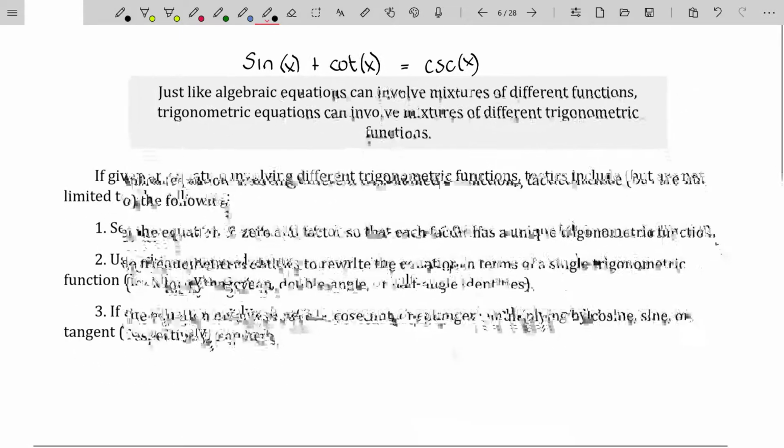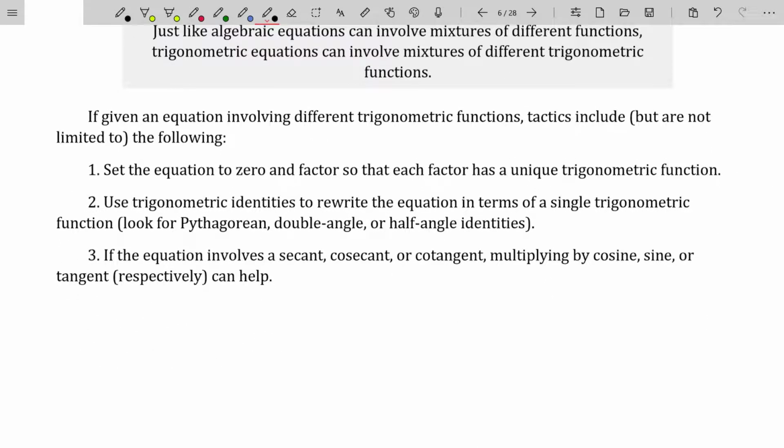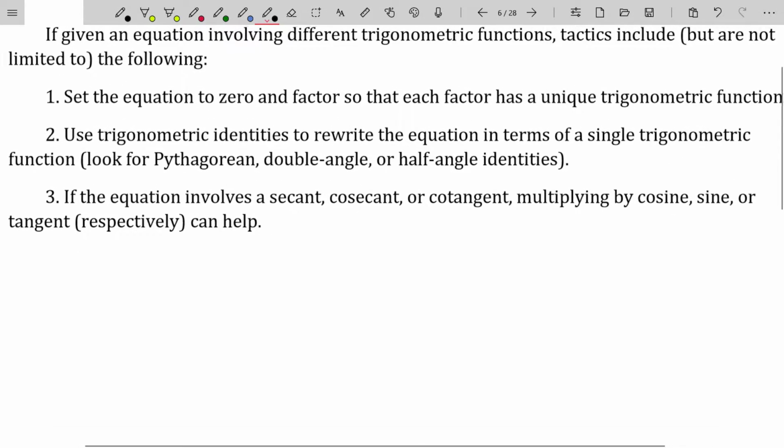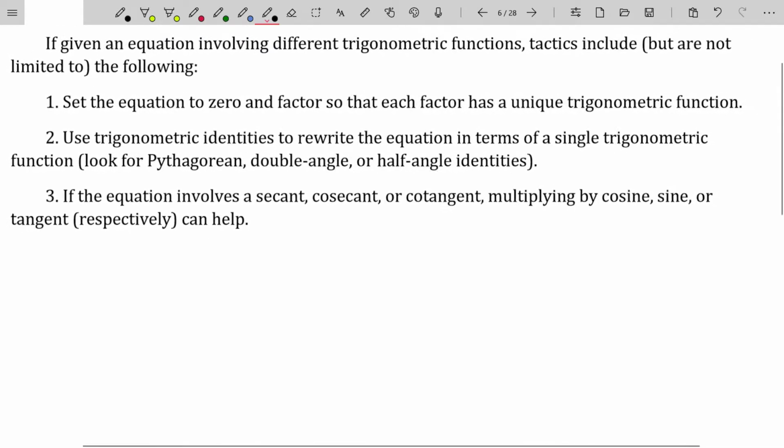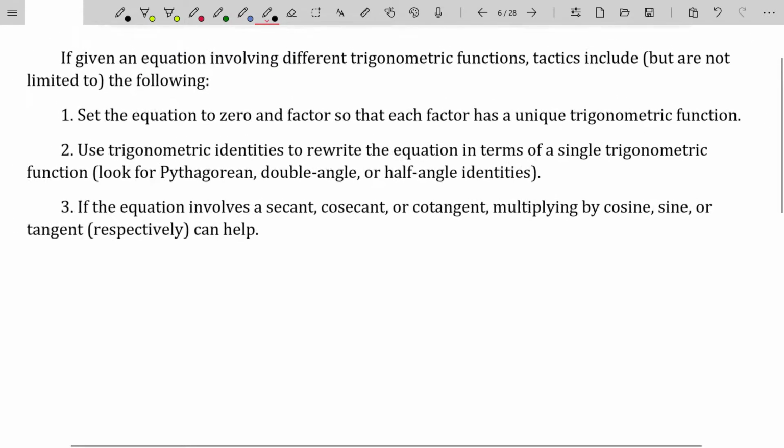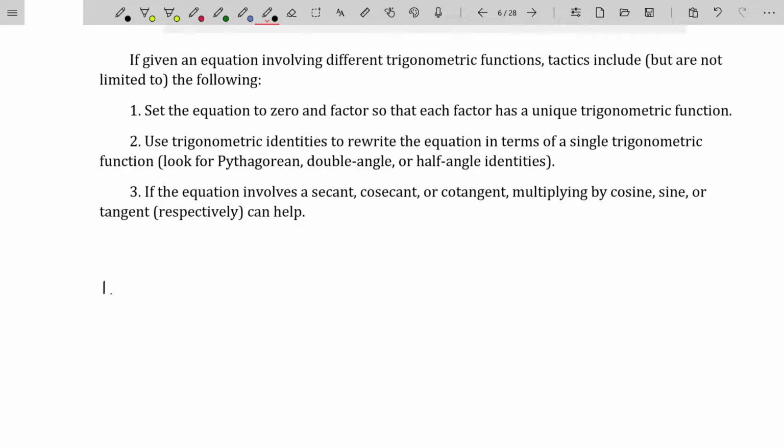If given an equation involving different trig functions, some tactics include, but are not limited to, the following. 1. Set the equation to 0 and factor so that each factor has a unique trig function. Now, what do I mean by that? I mean this. If you have something like, let's say, sine of x plus sine of x times cosine of x is equal to, let's just say, 0.